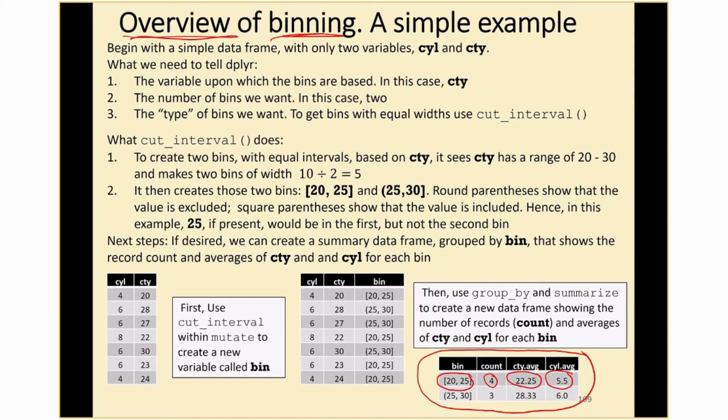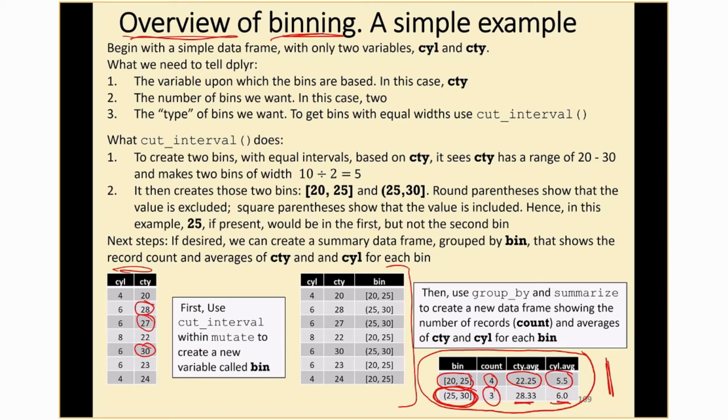Now let's consider this second bin that goes from 25 to 30. Which records would fall into that bin? It would be this one, and this one. So there's 3 records that fall into this bin. On average, their city mileage is that, and the average number of cylinders is 6.0. So that's our goal, is to go from here to here. In order to do that, we're going to have an intermediate data frame that looks like this.